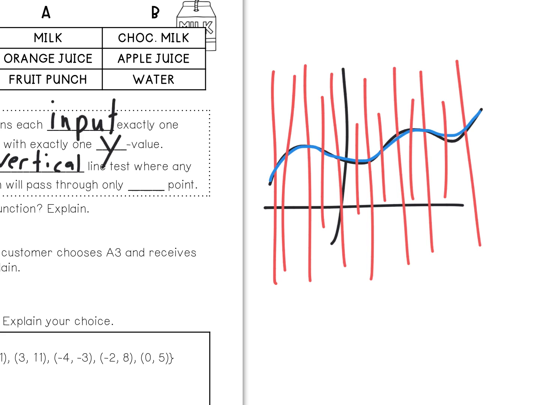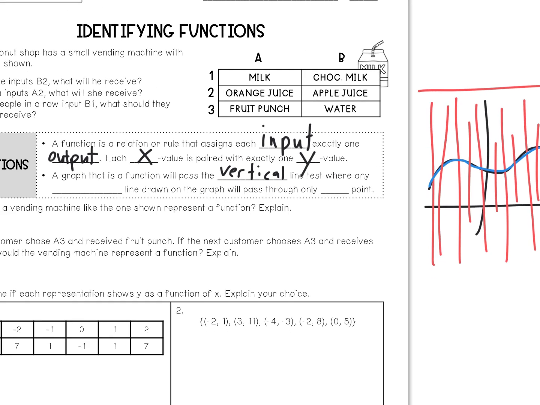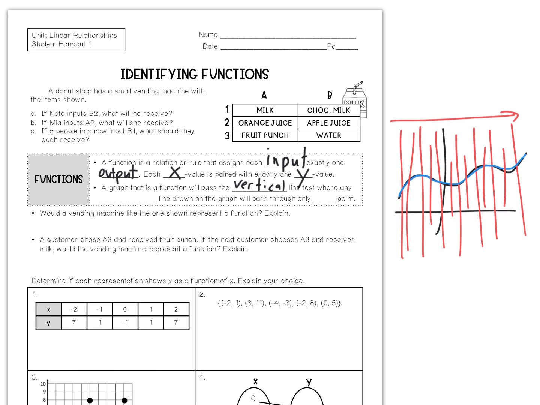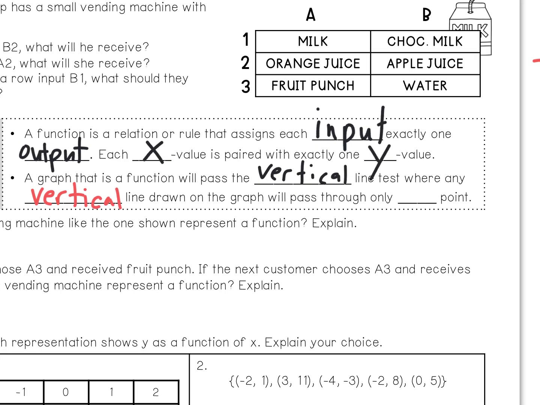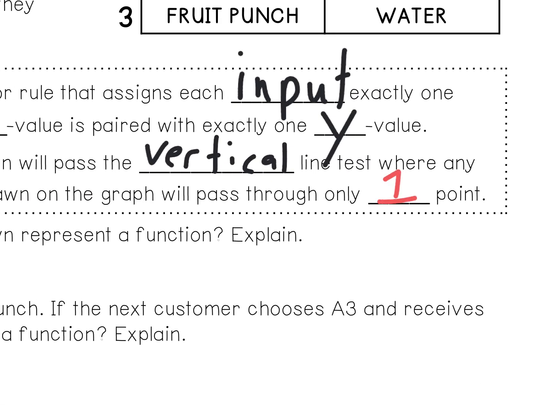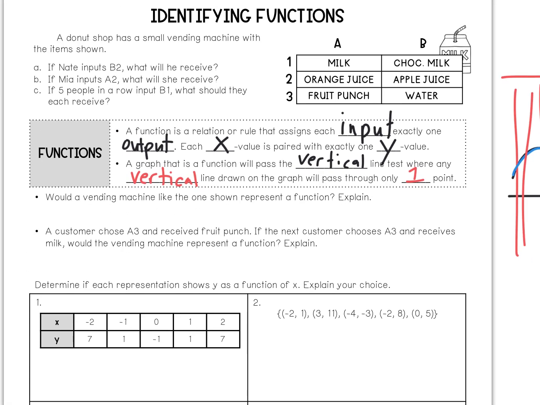Yes, but there's multiple lines. Yeah, but we're talking about each of those individual ones. What I'm trying to do is take this line right here and go this way with it. As I go across, will that line ever touch 2 points at the same time? No. So a graph will pass the vertical line test where any vertical line drawn on the graph will pass through only how many points? 1 point.